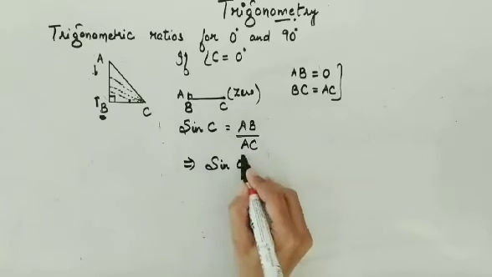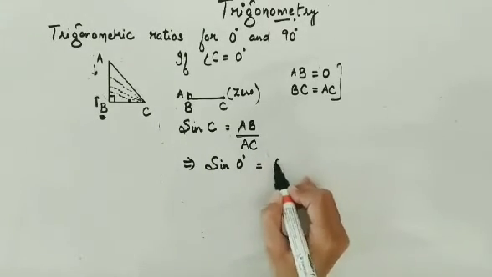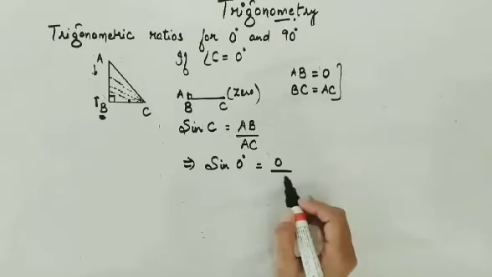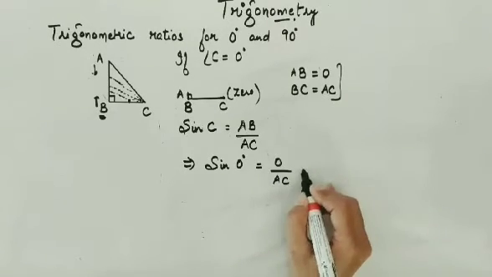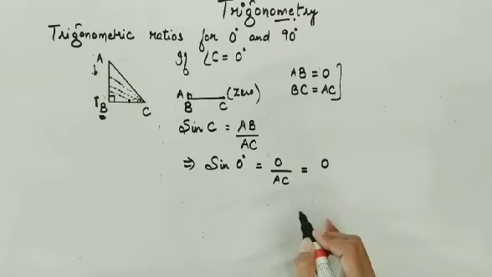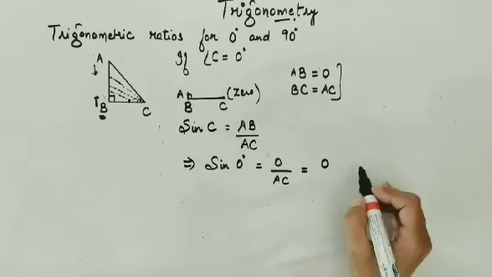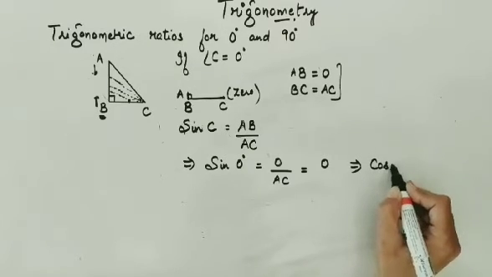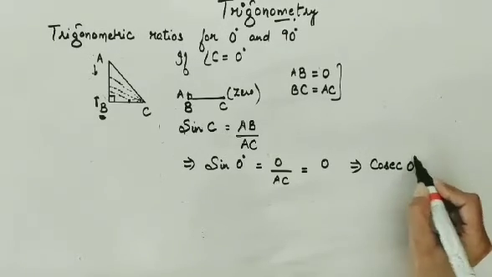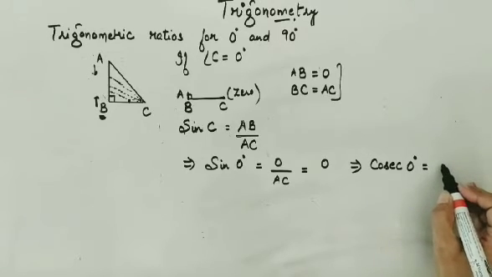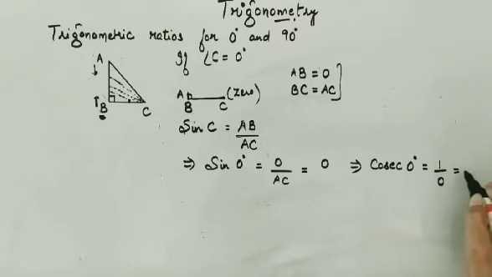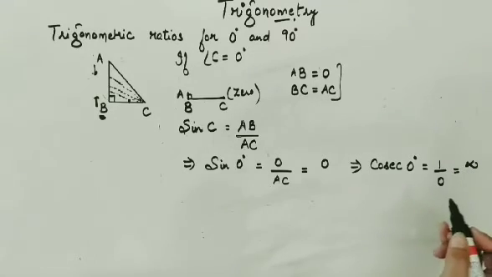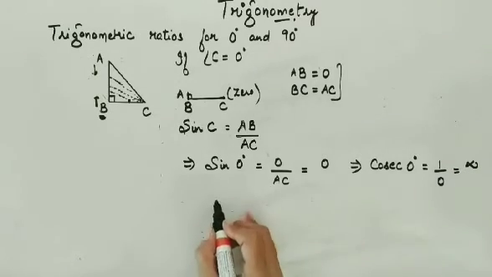C is 0, so sine 0 degree would become AB is 0, AC, BC are equal, so let this AC remain as such. Now what is 0 by anything? It would be 0. So once sine 0 is found, find its reciprocal, cosec 0. Cosec 0 would be 1 by 0, which makes it not defined or infinity.